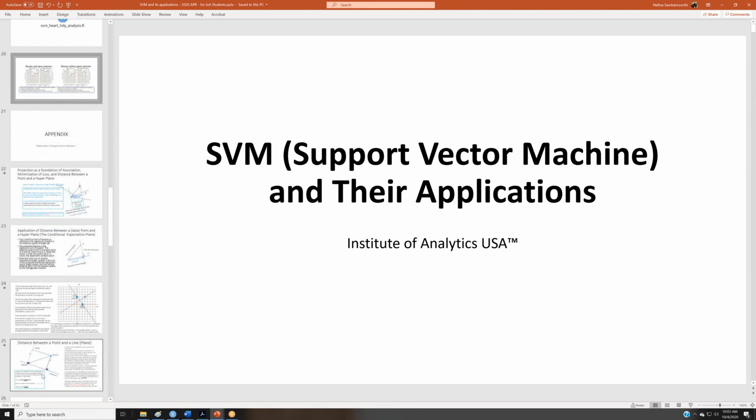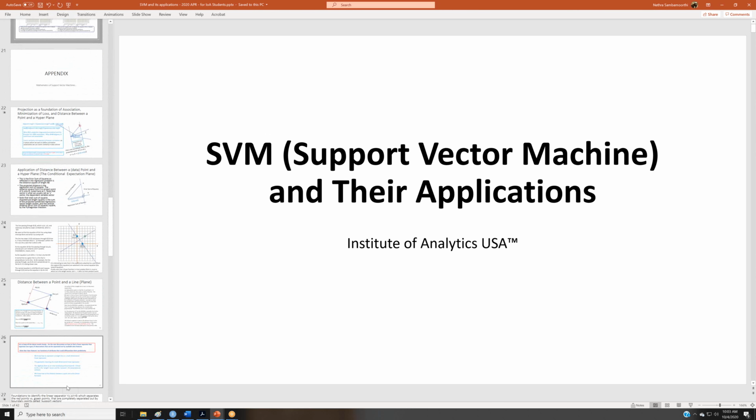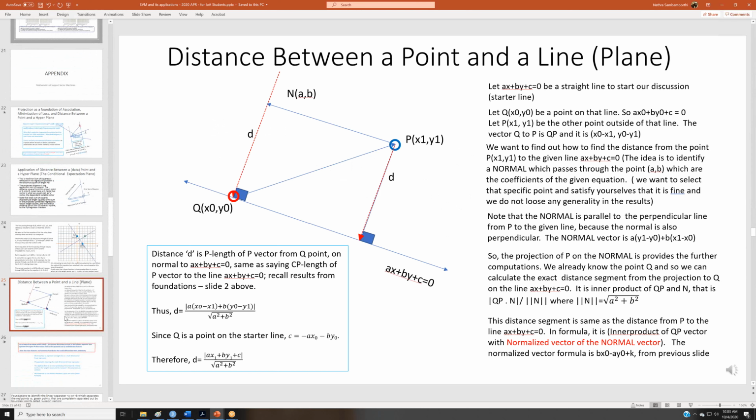Okay. This is a little bit of mathematics I want you to understand. Are you able to see this one? Distance between a point and a line.